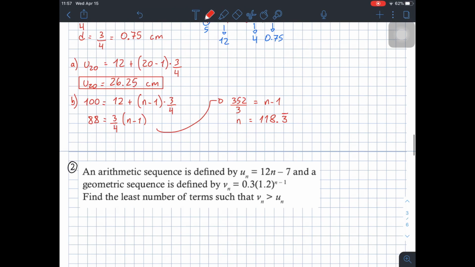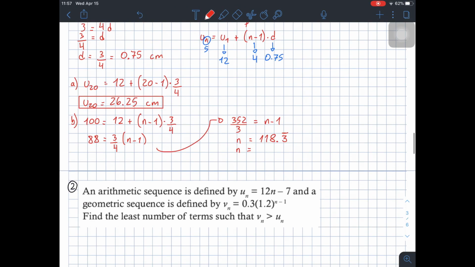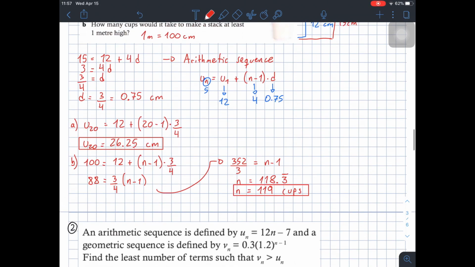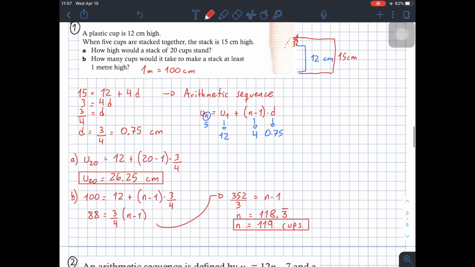So n, in order to have a height greater than 1 meter, we should round this number up, right? We cannot have a decimal number of cups, so we need to round this up in order to have a height greater than 1 meter. If we round it down to 118, we would get a height less than 1 meter. So I need 119 cups. You see how we can apply sequences to solve these types of problems too.